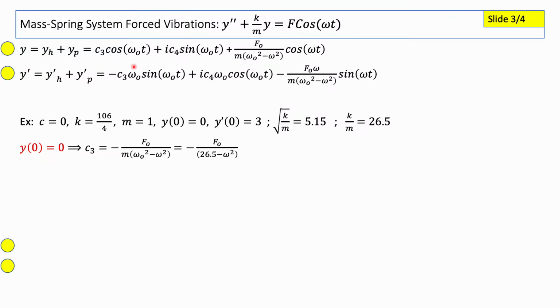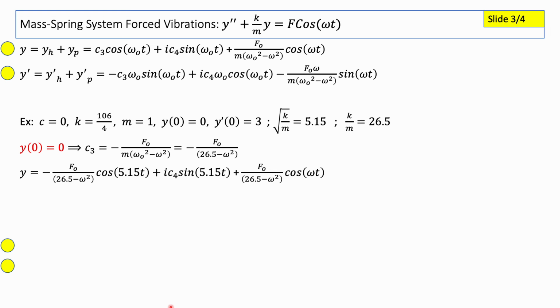Y of 0 equals 0. When time t equals 0, cosine is 1, sine is 0, cosine is 1. So C3 plus this constant must equal 0. Therefore, C3 turns out to be this constant. And here, omega naught squared, we had evaluated in this example to be 26.5.